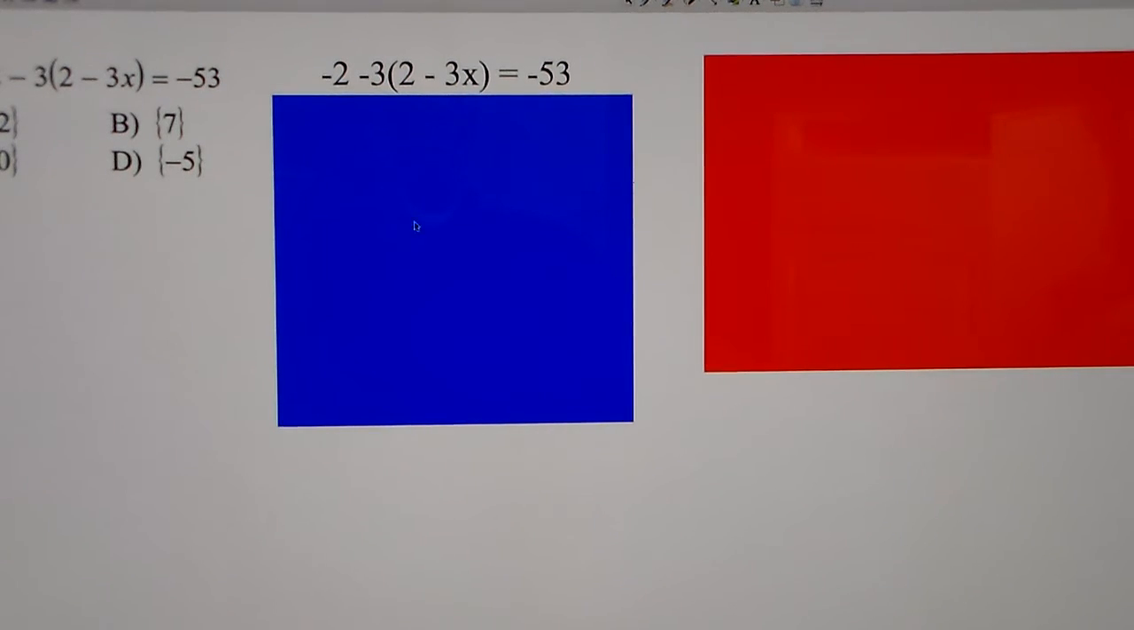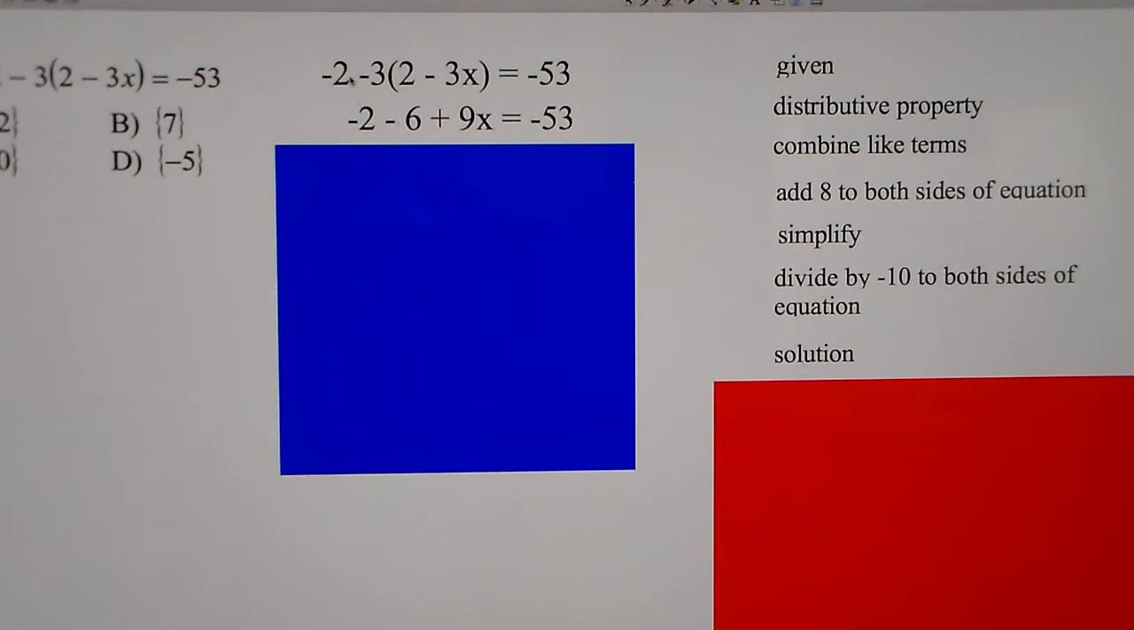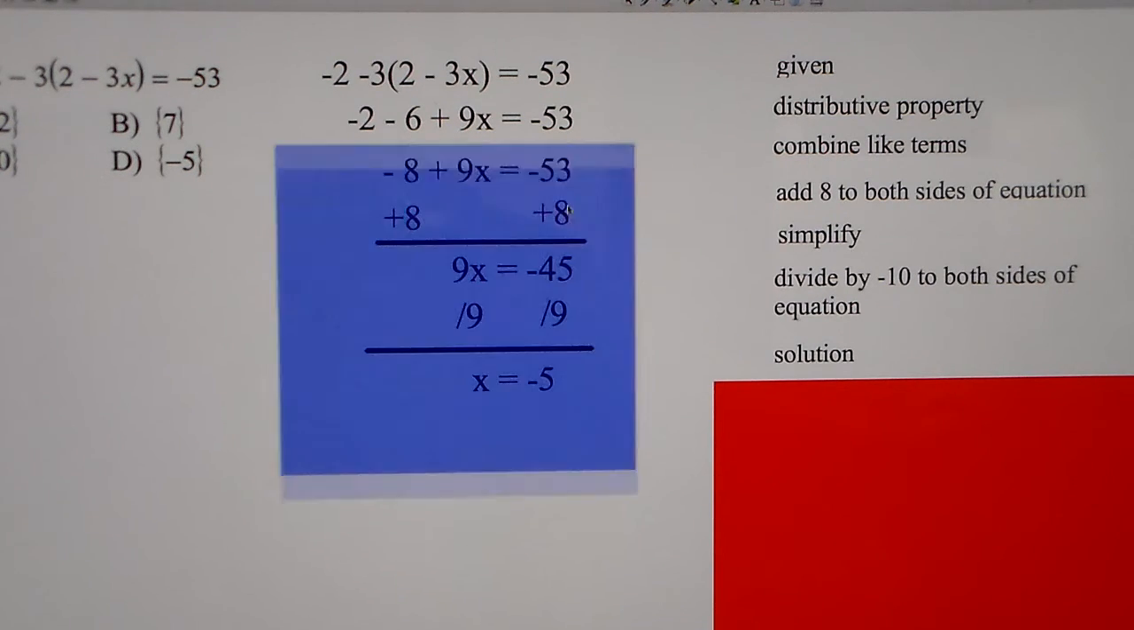Number 17. This is a tricky one. Remember, you're only multiplying the term that's right next to the parentheses. So you're multiplying negative 3 times 2, then times negative 3x. Some of you guys made mistakes on that in class. Just be very careful with that. So it'll be negative 3 times 2 gets you negative 6. Carry down that negative 2. And you also do negative 3 times negative 3x, which gets you positive 9x, equals negative 53.